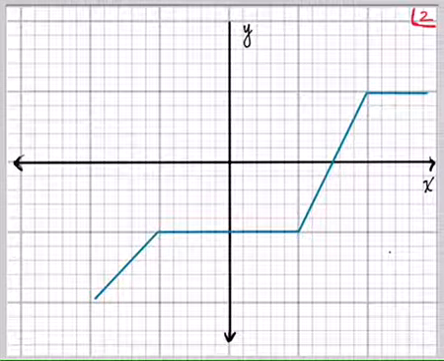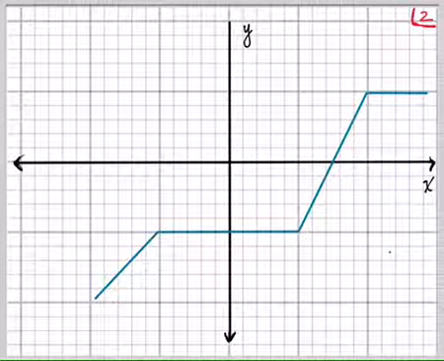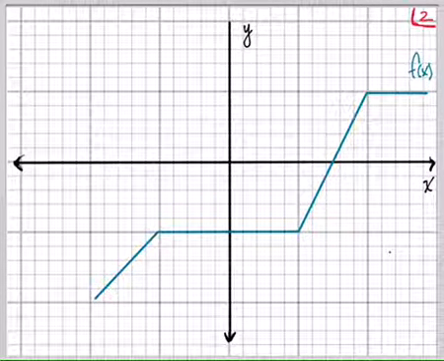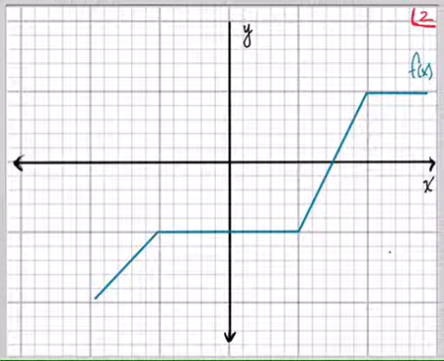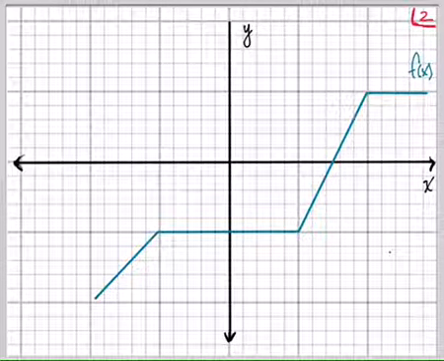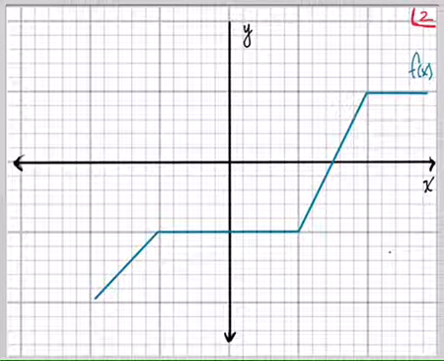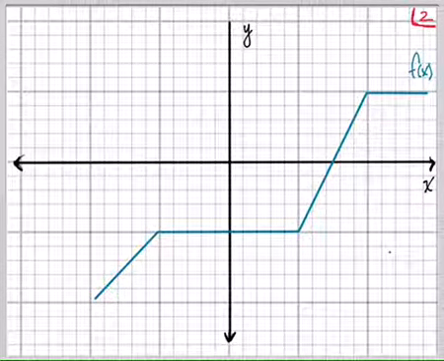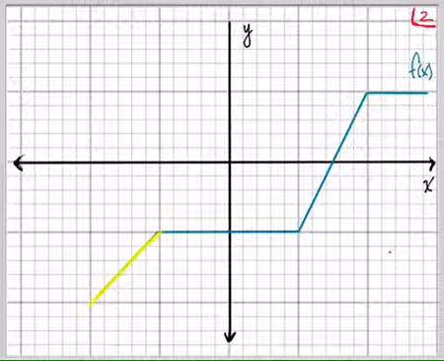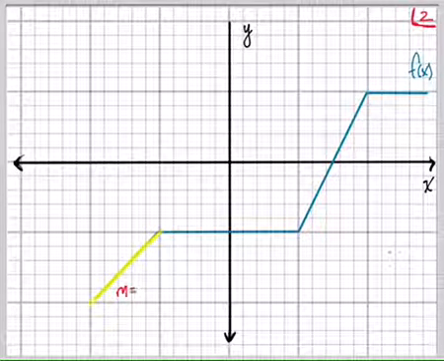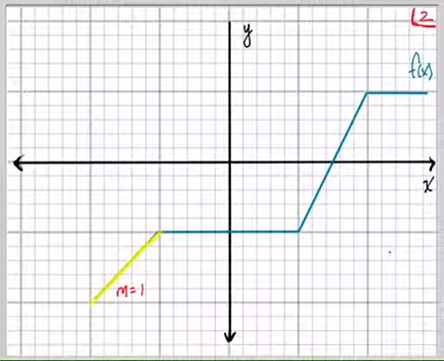Right, this blue graph is f of x, and they want us to graph the derivative of f of x. We'll do that in red. So the derivative of f of x, remember, is just the graph of the slope of the tangent line at every point on the graph. So all of these points from here to here have a slope of 1. m equals 1 for every one of those points.